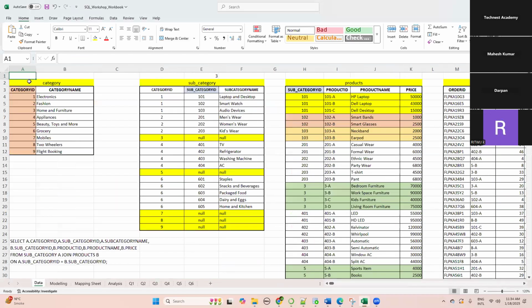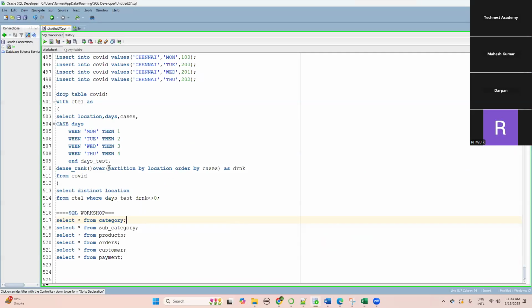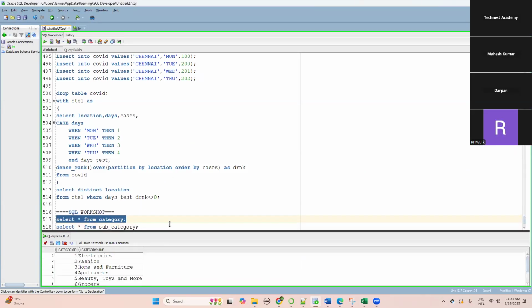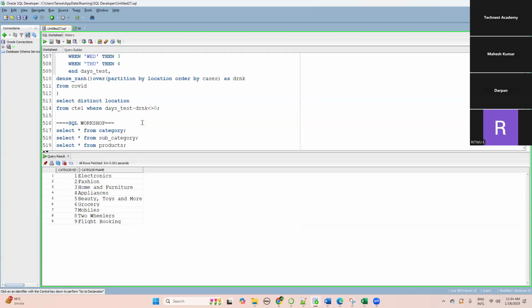This was the data. We have a category table where you have the category ID and the category name. And I have mentioned that this is inline, it resembles to a certain extent the Flipkart app. So this is the category ID, category name. So this is your category table.